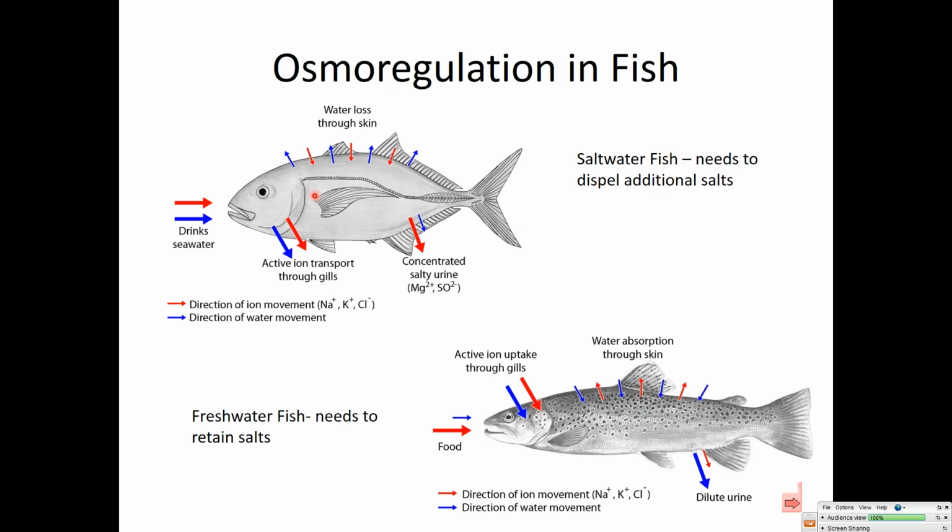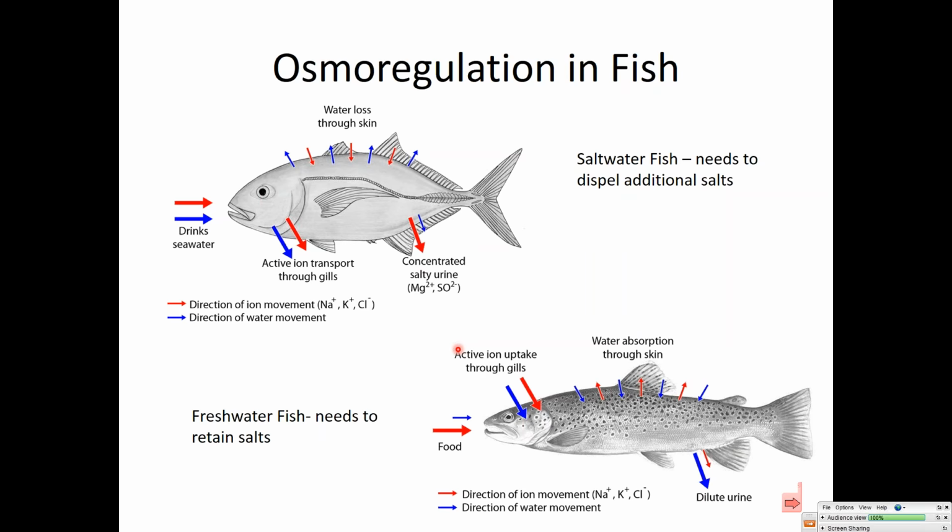And so a saltwater fish absorbs excess salts, right? Because the water outside of it is saltier than the water inside of it. So it has to dispel excess salts. And so saltwater fish have very, very salty urine, because in performing active transport, that's how they dispel the salts, okay, in their urine.